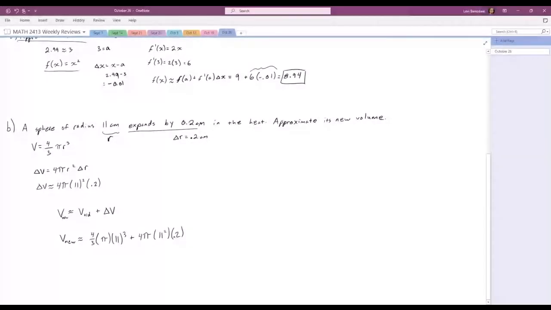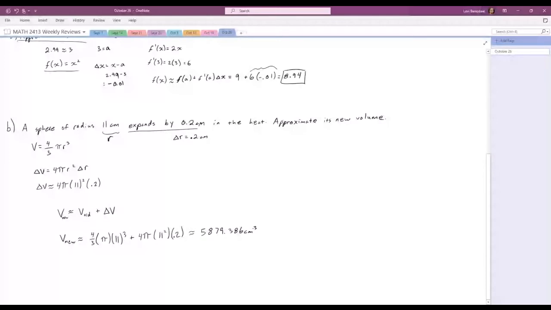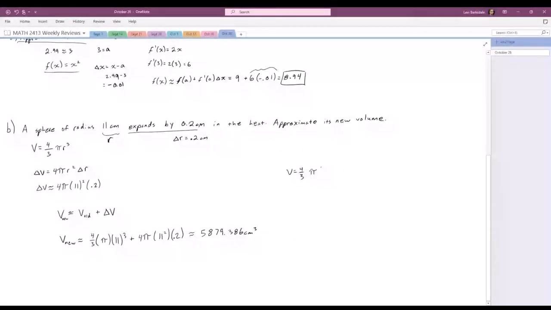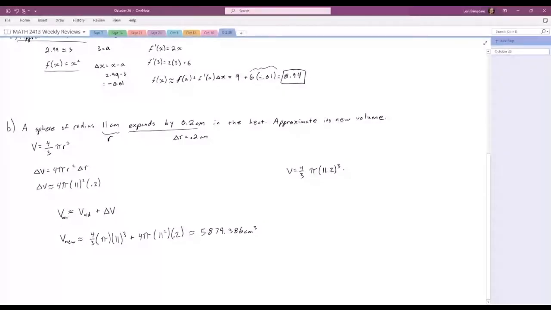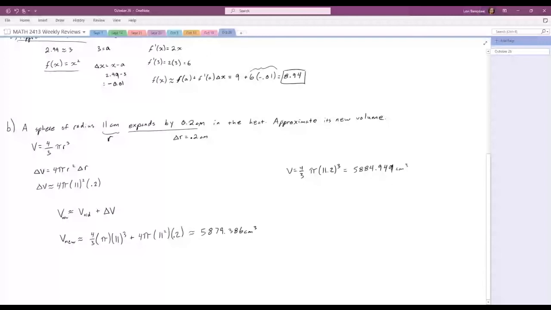And what this comes out to be, after rounding, is 5879.36 centimeters cubed. So that's our approximation. If you're interested, the actual volume, where you just calculate using 4/3 pi times 11.2 cubed, is 5884.949 centimeters cubed. So you can see our approximation was maybe 5-ish cubic centimeters off, which is not very much considering how large our numbers are.